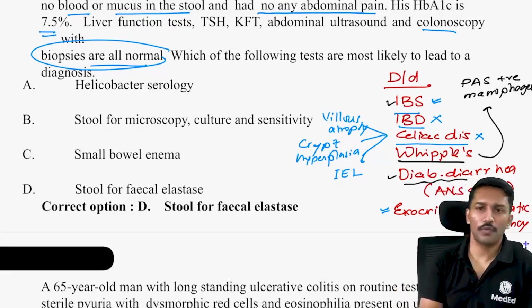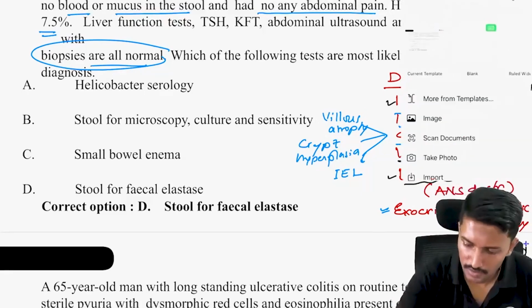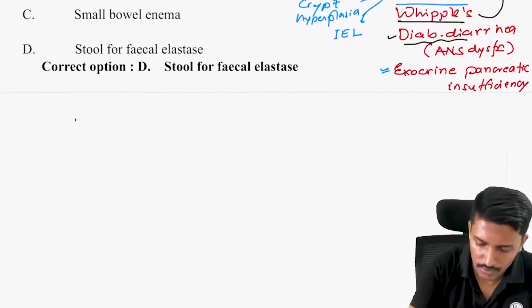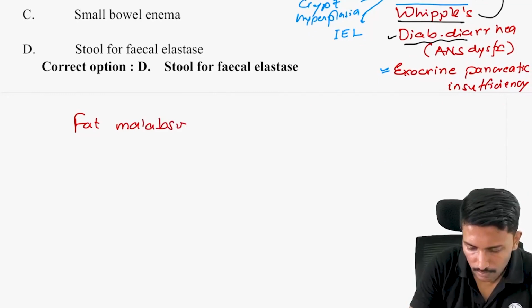How would I test for fat malabsorption? Mainly we do fecal fat estimation, right? So for fat malabsorption, we do fecal fat estimation.